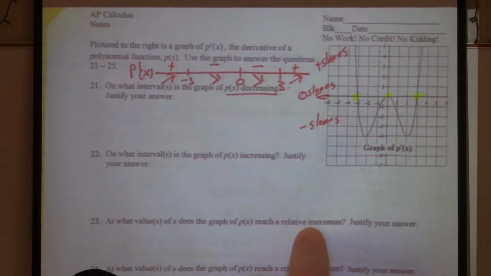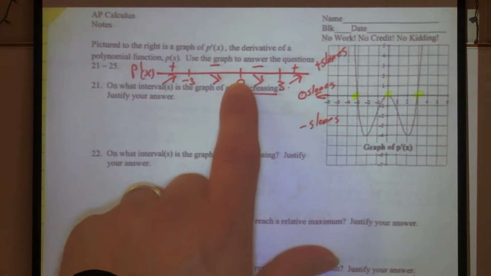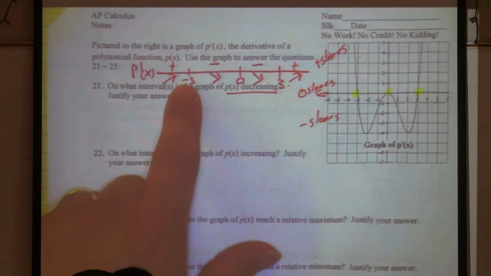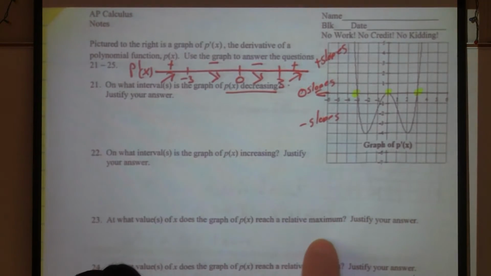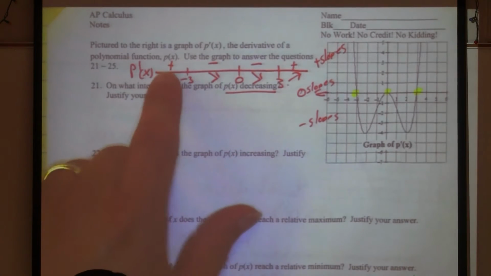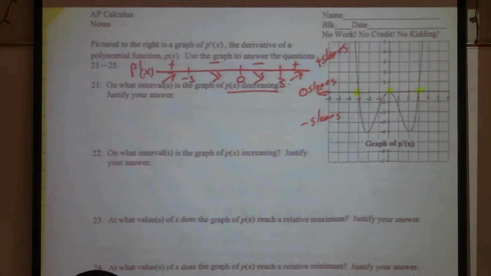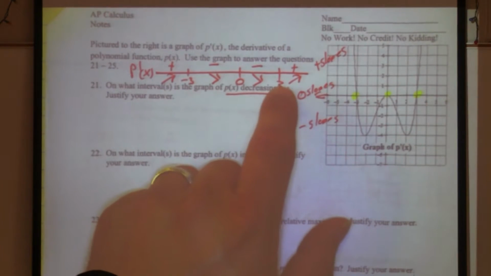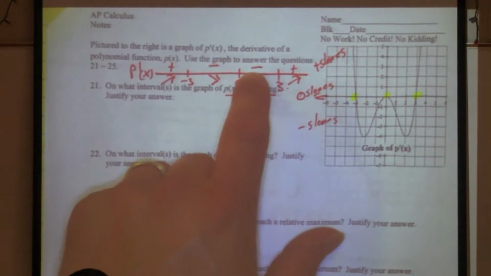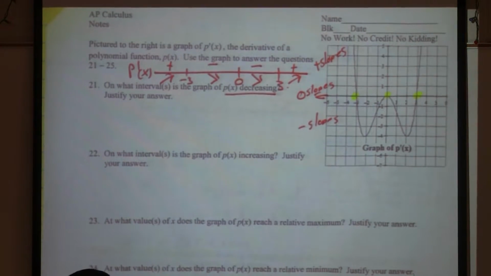Where do I have a maximum? At -3. Follow the curve, right? At -3 I have a maximum because the derivative changes from positive to negative. Where do I have a minimum? At +3, again the derivative changes from negative to positive. Easy?